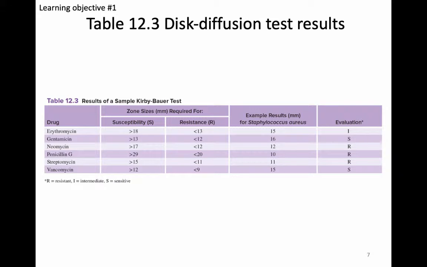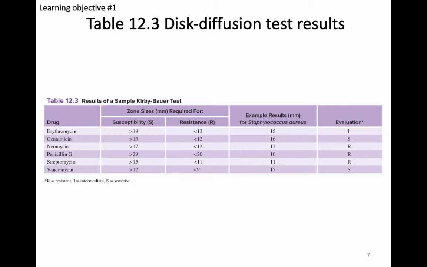You can also see Kirby-Bauer disk diffusion test results written out in a table like this one. So in this table, we have 6 different antimicrobial drugs listed on the left. We have their zone sizes required for the microbe to be susceptible or for the microbe to be considered resistant. So each of these antimicrobial drugs is paired with a bacteria. In this case, it's Staphylococcus aureus. And so we do a Kirby-Bauer experiment. We incubate overnight or for 24 hours.